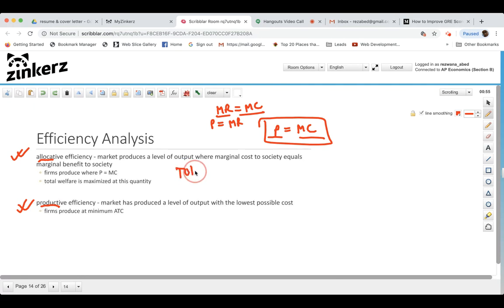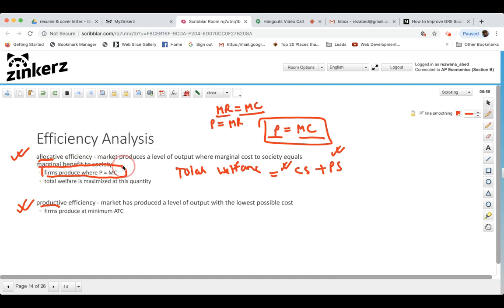Remember, total welfare is the sum of consumer surplus and producer surplus. So that area, remember those triangles, they're the most maximum that they can be in perfect competition. Perfect competition achieves that. It's great for society that we can have as much consumer surplus and as much producer surplus as possible with perfect competition, because they're allocatively efficient and they produce where price is equal to marginal cost.